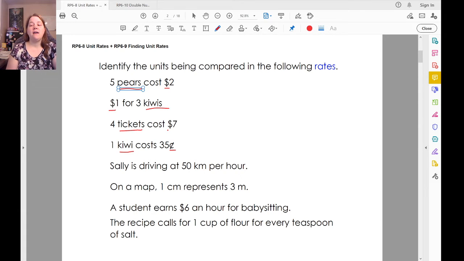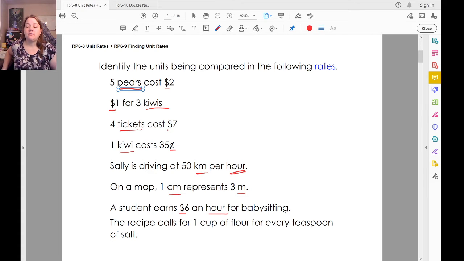Sally driving at 50 kilometers per hour is comparing the kilometers she drives to the number of hours that she drives. On a map, 1 centimeter represents 3 meters. We're talking about comparing centimeters to meters. A student earning $6 an hour for babysitting: dollars to hours that he or she babysat.